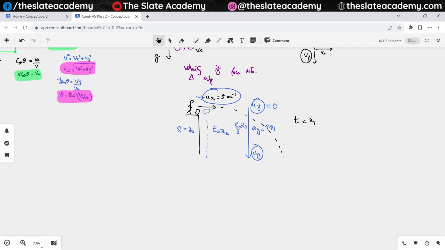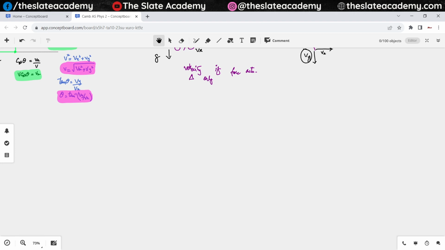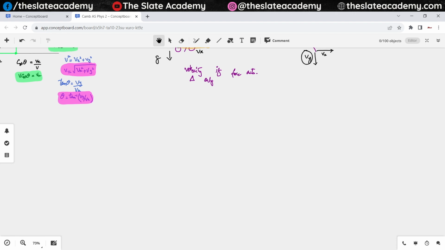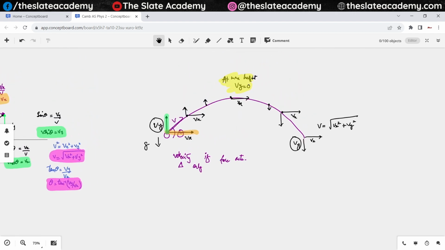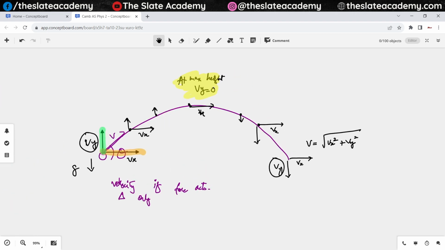Okay, let's look at it again from the start, no problem. Let's go back to the previous example. You understood this example, right? The first projectile example that we discussed yesterday.